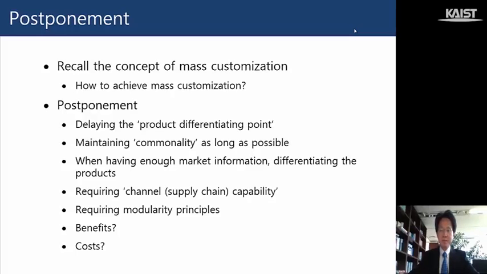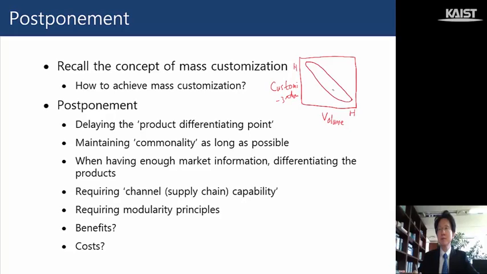Now look at another coordination mechanism supply chain partners can use. You recall the concept of mass customization. We said that when we discussed this process strategy, and let's say this is volume and this is customization, high, high, and in general we say that this is a sort of a feasible region, right? In other words, there is a sort of a trade-off relationship between volume and customization.